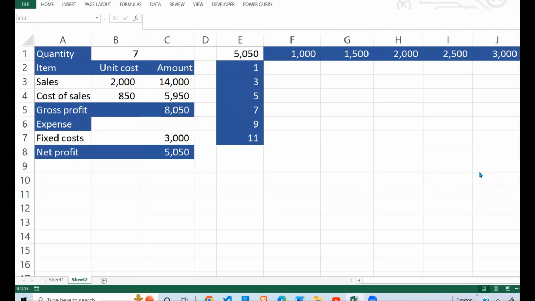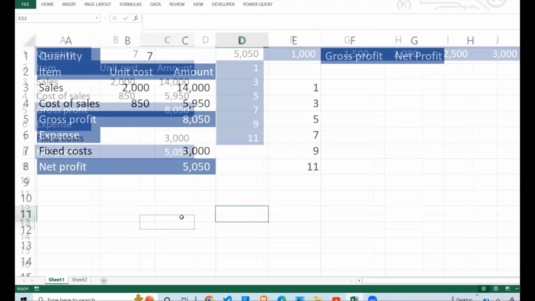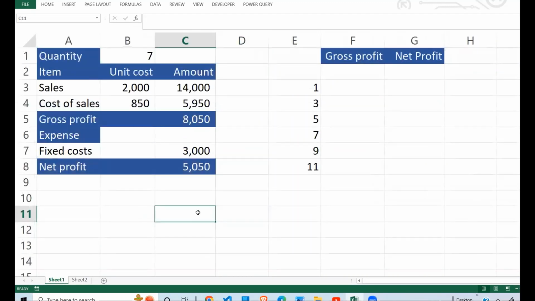Today, I'm gonna look at what if analysis in Excel. What if analysis in Excel, and in particular, the data table. So I'm going to look at two examples. This is one of them, and this is the first one that we're going to look at.